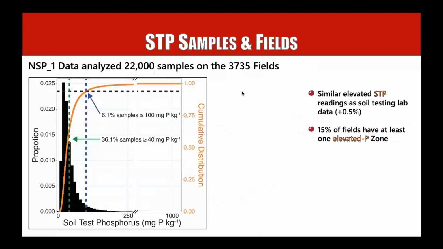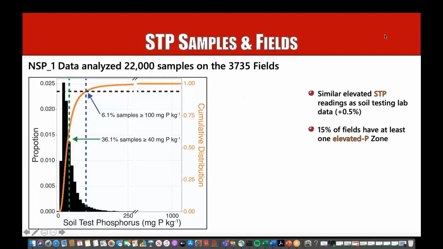So some initial results, we were able to look at a lot of different fields. So this is about 22,000 soil samples from over 3,700 fields. And what you can see here is that earlier I said that about 5% of the soil analyses come back above 100. We found something pretty similar to that here. We found a little bit above 6% of the soil samples on these fields come back above 100.